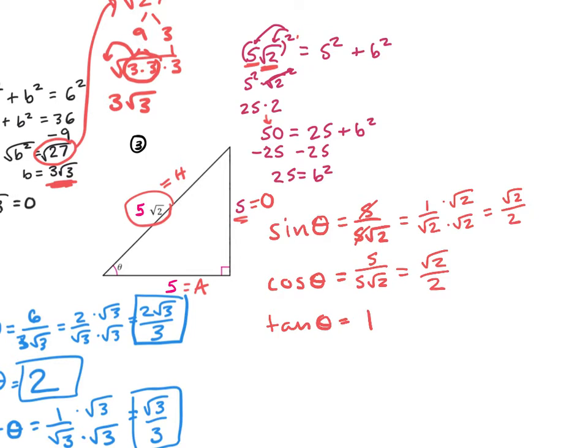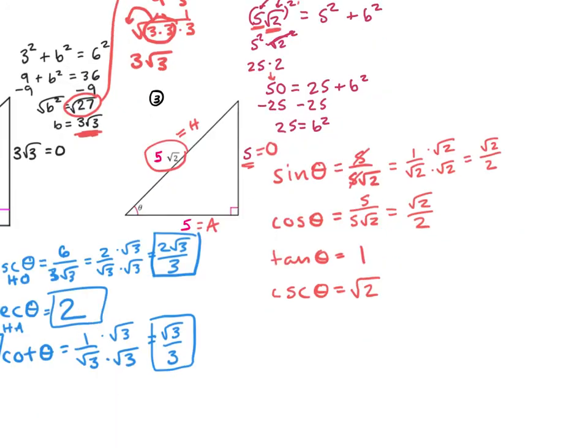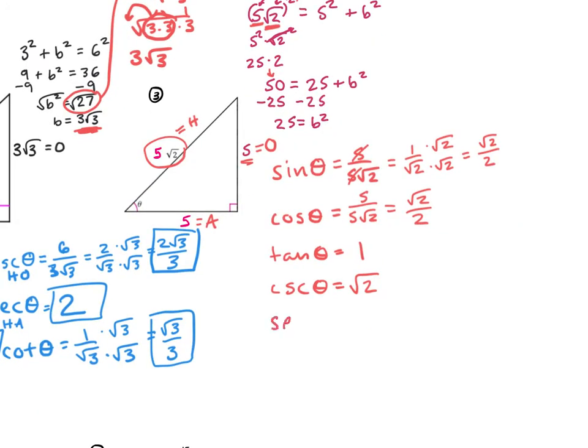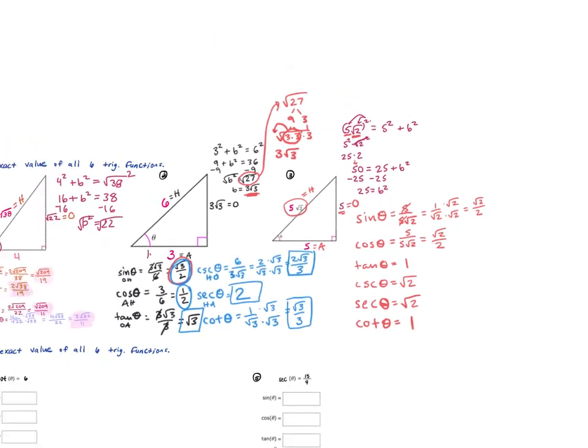And then our cosecant. Square root of 2. Perfect. So we get 5 square root 2 over 5, and the 5s cancel. And then secant. Same thing. And then cotangent. 1 again. Perfect. Any questions on these?